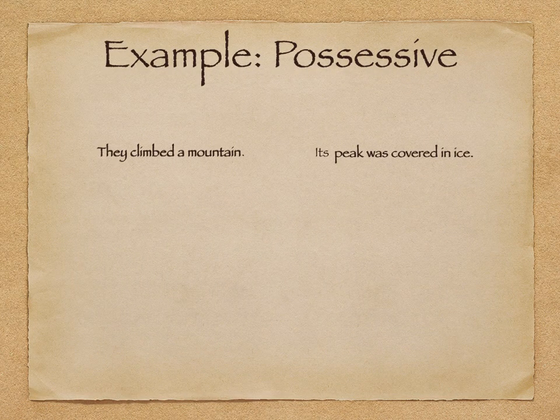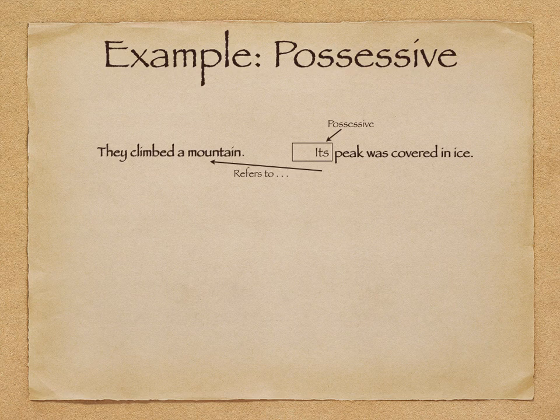Let's do one more example of restrictive adjective clauses. Let's do an example with a possessive. So in this case, again, I've got two independent clauses. They climbed a mountain. Its peak was covered in ice. In this case, its is a possessive adjective. It's a possessive for the noun peak, and it refers to mountain.